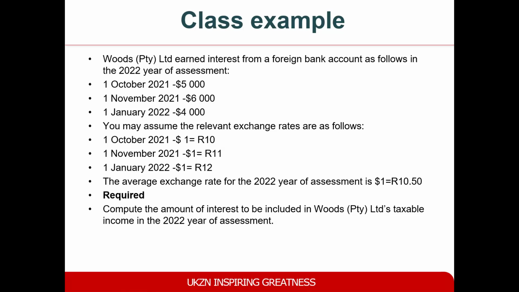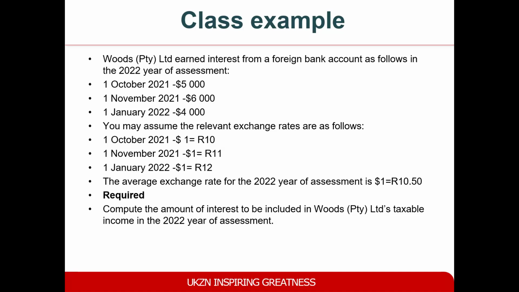Now, we are given in this question the exchange rates. They say you may assume the relevant exchange rates are as follows. 1st of October, $1 was equivalent to 10 rand. 1st of November, $1 was equivalent to 11 rand. And the 1st of January, then $1 was equivalent to 12 rand. Now, the average exchange rate for the year was 10.15. We are given an average as well. So we are given spot rates per each date of the transaction and also the average.